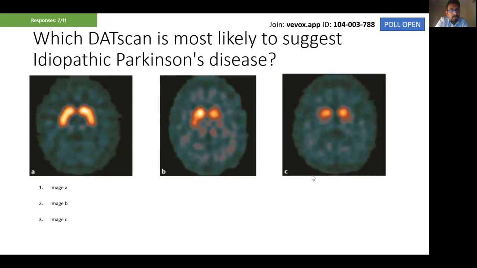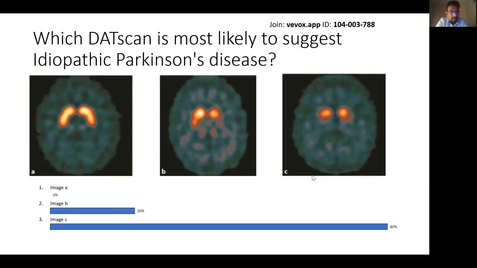I'm waiting because I've seen some people logged in, but still waiting to vote. Well, let's close the voting window here. Yeah, good. So many people are for image 3.